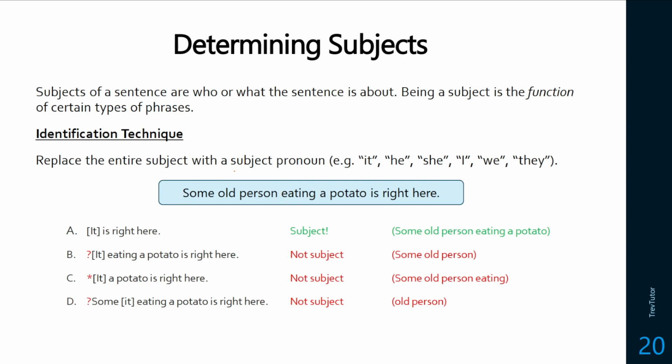If you want something that's really bad, let's pretend that this right here is the subject, some person eating. It, and we do a replacement. So "it, a potato, is right here." Ugh, that's really bad. So we've identified the subject here by doing the replacement. It is some person eating a potato.